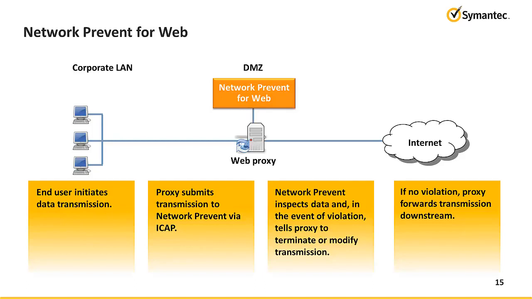For incoming HTTP or HTTPS transactions, for instance when an employee tries to access an internal web server from a cafe, Network Prevent for Web can act in monitor or blocking mode. The customer's data loss prevention requirements determine whether Network Prevent for Web is used for inspecting outgoing and incoming transactions.